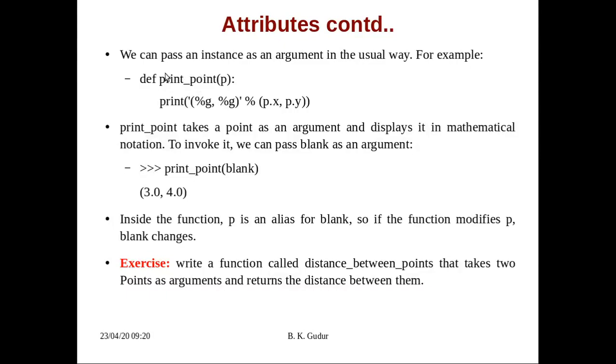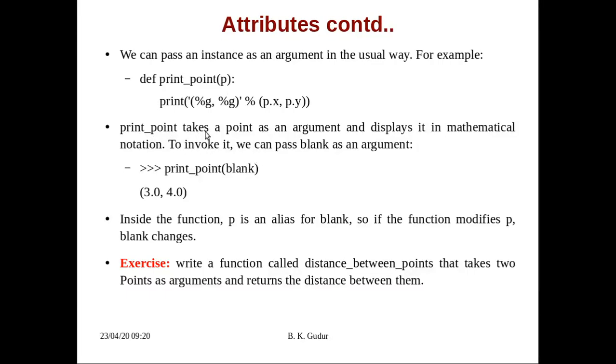It's a function to print a point object, where it is going to accept an object of type point. Here p, print %g comma %g, p.x comma p.y. Here one should note that when we pass any point, like print_point(blank), blank is an object of type point, and so when we pass this to a function, what will happen? It creates an alias to blank. This p is an alias to this blank.